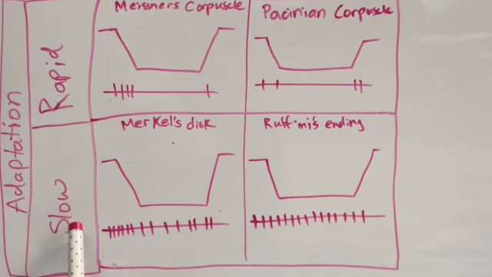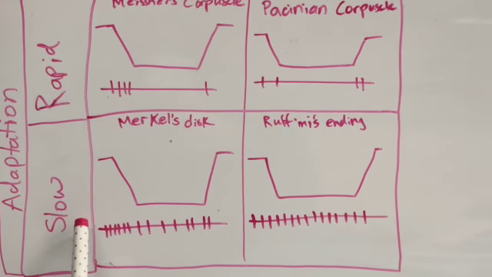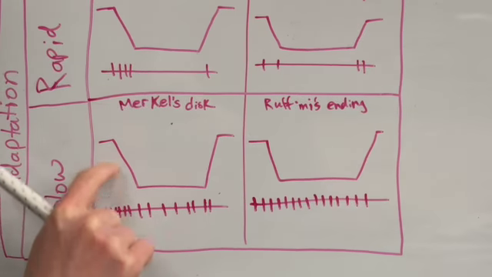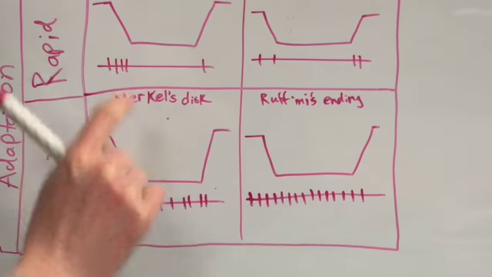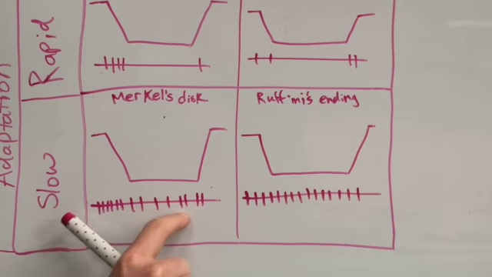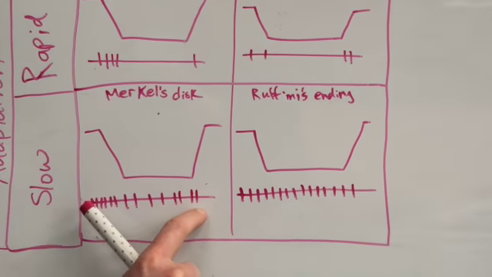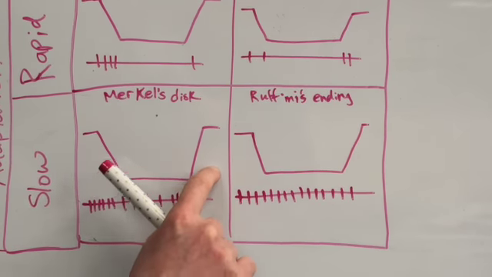And then for the slow adaptation, there are many action potentials as you go down in the field, just like up here, but there continue to be action potentials as the pressure is constant, and then there are action potentials as they go back up again.